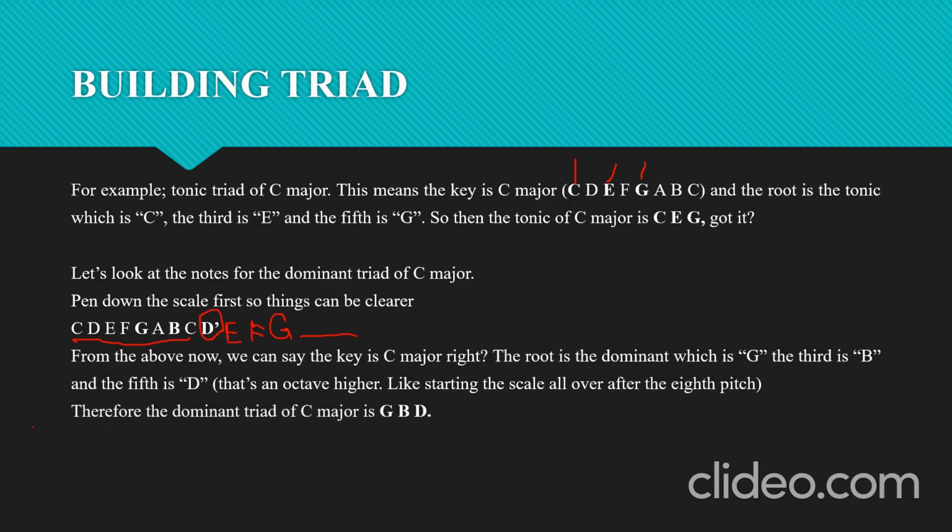As straightforward, the dominant triad of C major will be starting with G. The root will be G because G is the dominant from C, and then B is the third, and then D is the fifth. Are we there? Very good, very good. You want to be clapping for me as I'm explaining this thing. This is very good, very straightforward.